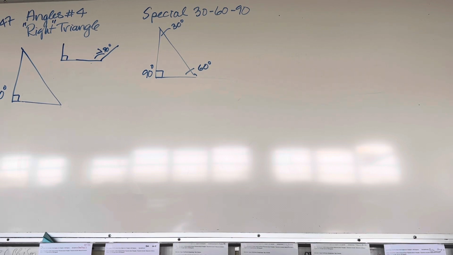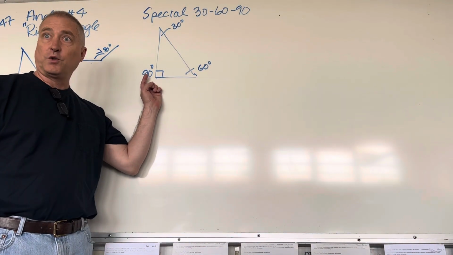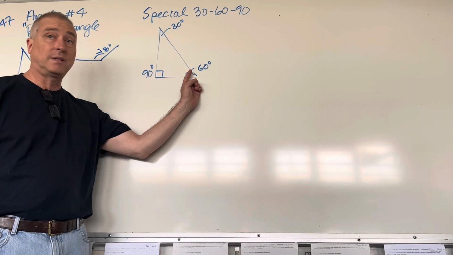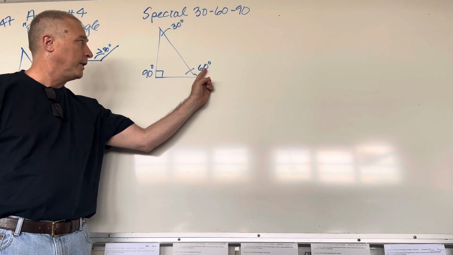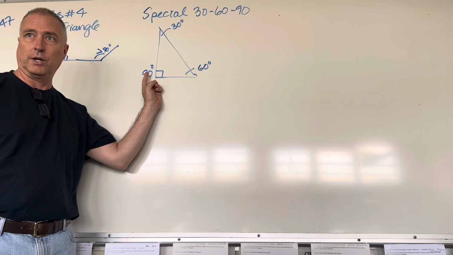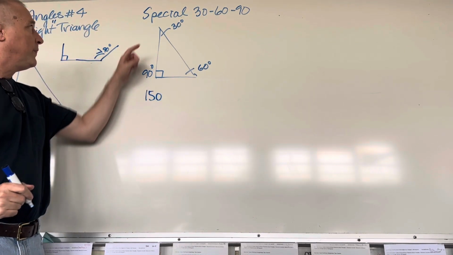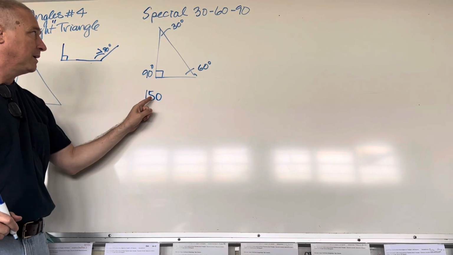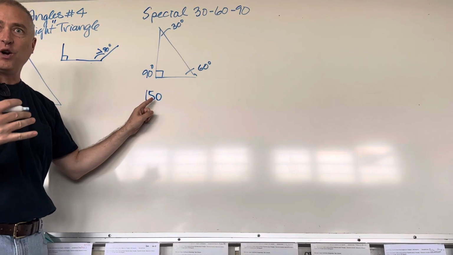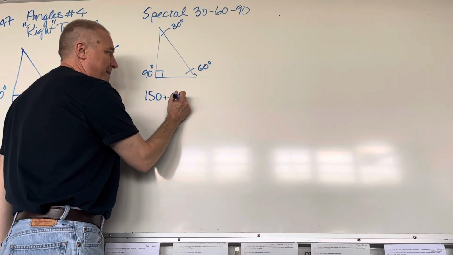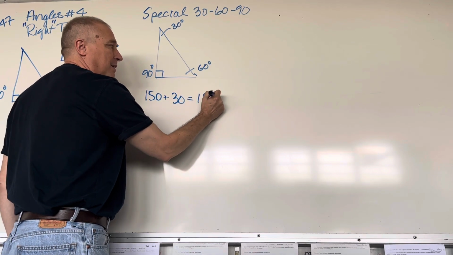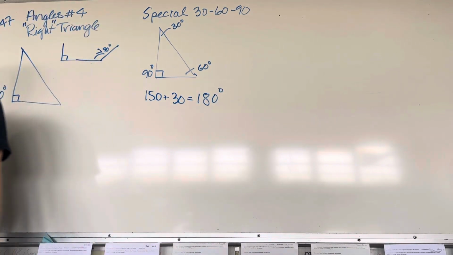Okay, 30, 60, 90, right triangle. It's a famous and very often used triangle. If this is 90, okay, track with me. If this is 90 and this is 60, what do they add together? 150. Good. So you're at 150. What would this have to be? 30. 30 more to equal the magical 180. That's it. Everybody say 180.